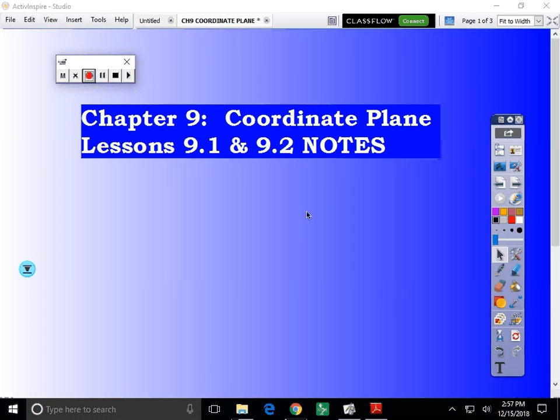Welcome to our 6th grade Chapter 9 lesson over the coordinate plane. We are going to focus on lessons 9.1 and 9.2 today, where we are looking strictly at finding coordinates and talking about quadrants, and lesson 9.2 moving into the length of line segments.